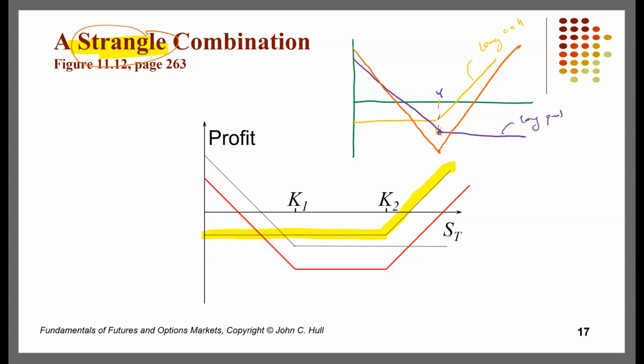For the strangle, we're going to have a long call still with a higher strike, and then we're going to have a long put with a lower strike. The idea here is that we're not going to have the peak that we had with the straddle. We're rather going to have a flat zone where our profit is going to be flat over a window that is between the strike price of the put and the strike price of the call. So the structure is exactly the same.